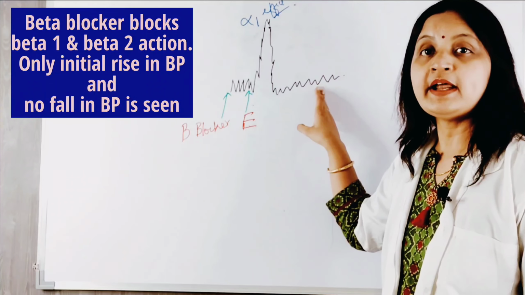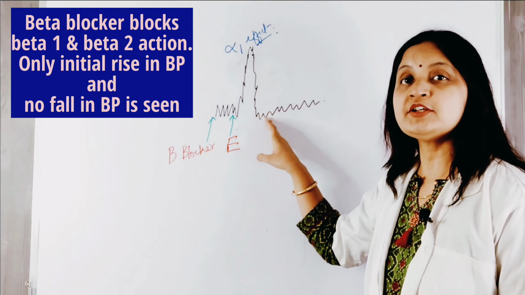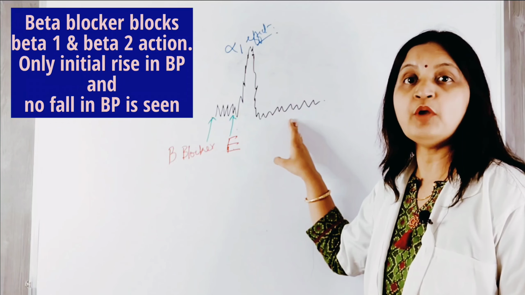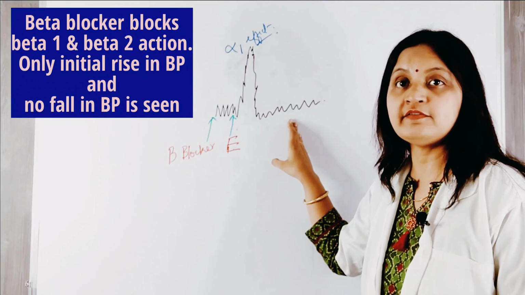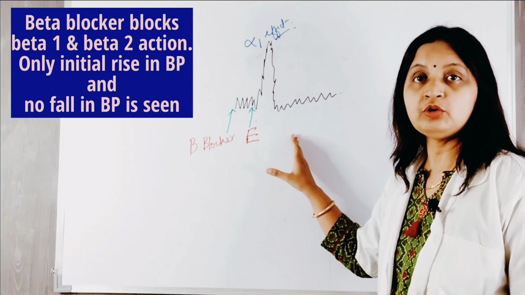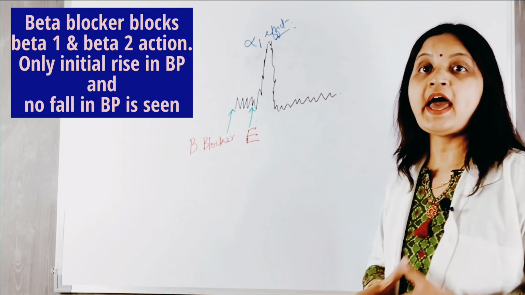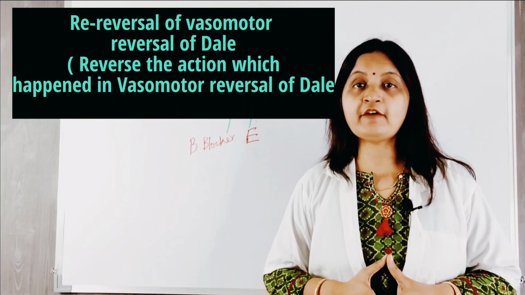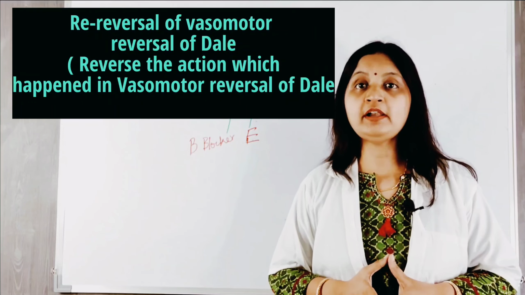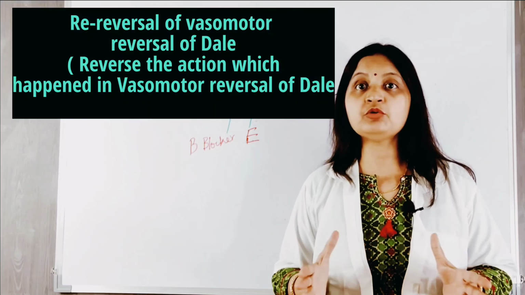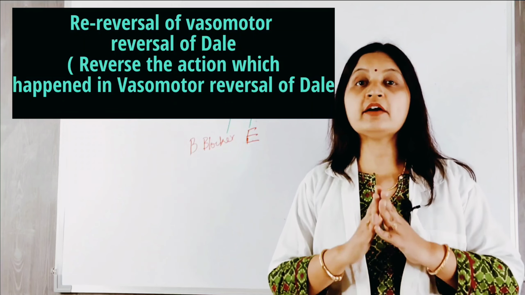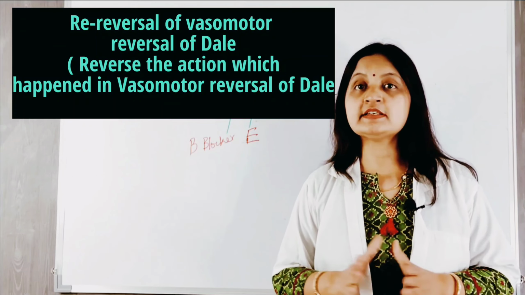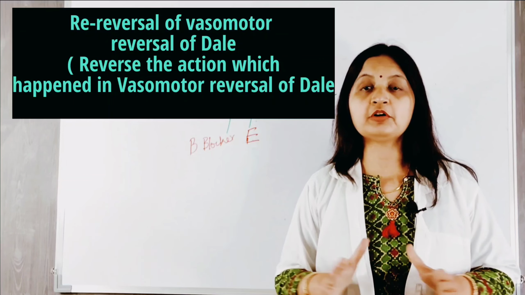There is no fall in blood pressure. The rise in blood pressure is not followed by a fall in blood pressure. This is because of blockade of beta 2 receptors, which cause vasodilatation. So blockade of beta 2 receptors is responsible for the absence of biphasic response, which is a rise in blood pressure followed by a fall in blood pressure. But in this case, the fall in blood pressure is not seen because the beta 2 receptors are blocked. So only a rise in blood pressure is seen, and this is due to alpha 1 mediated action since the beta 1 receptors are already blocked.